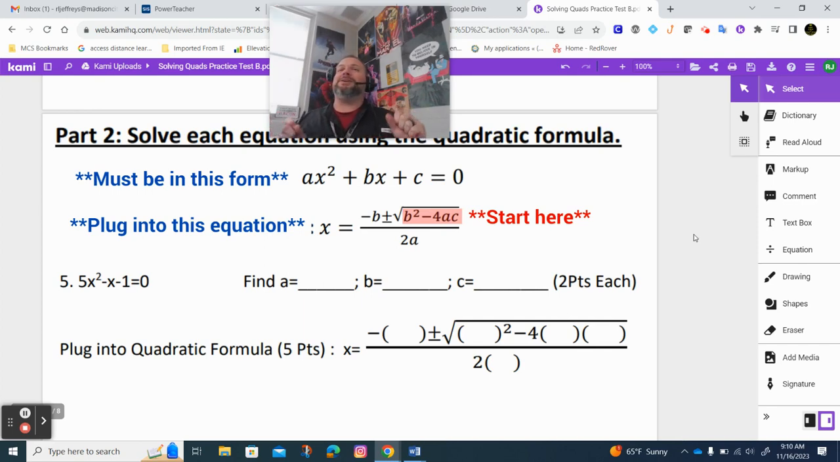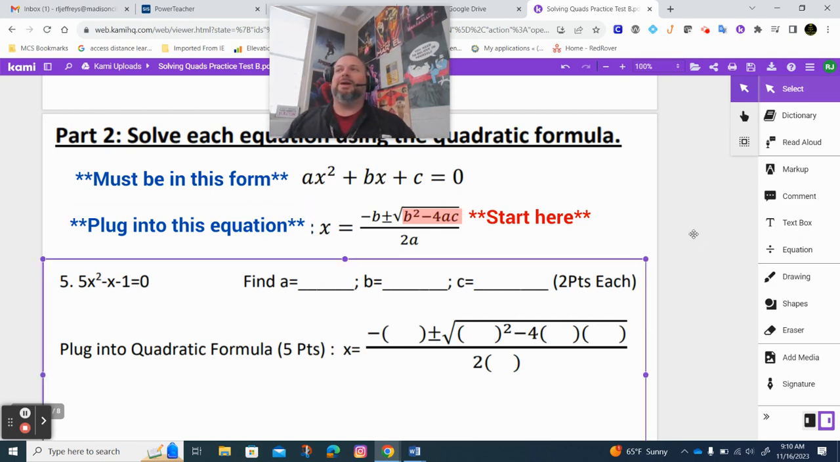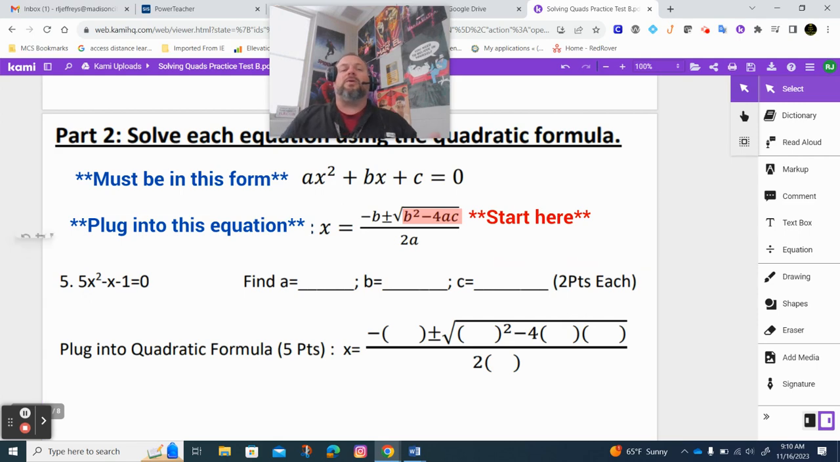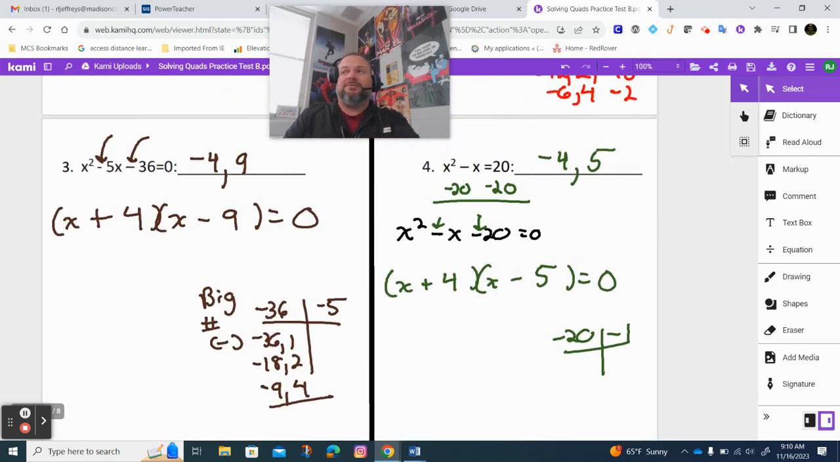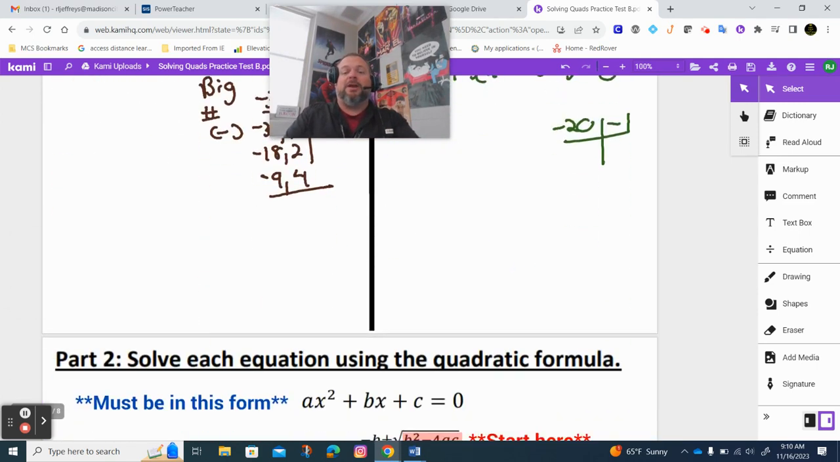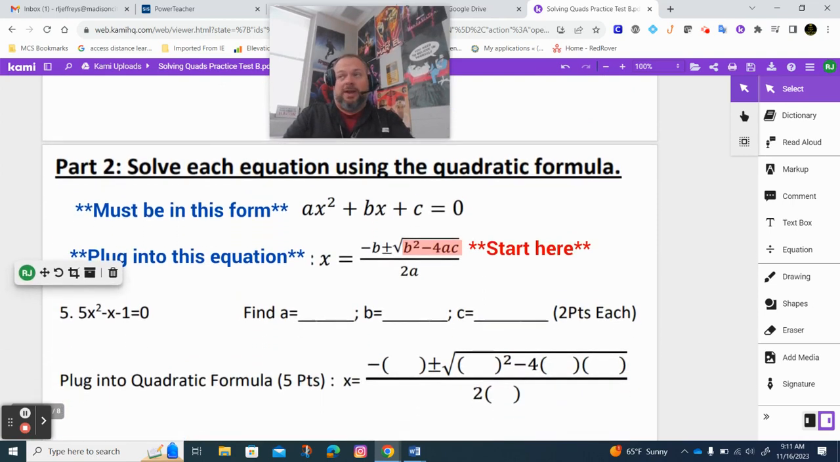Now, I will tell you this. If you give me the variables with it, I'm going to take points off, because that's just not paying attention. The order doesn't matter. This actually has an order, and this order doesn't.